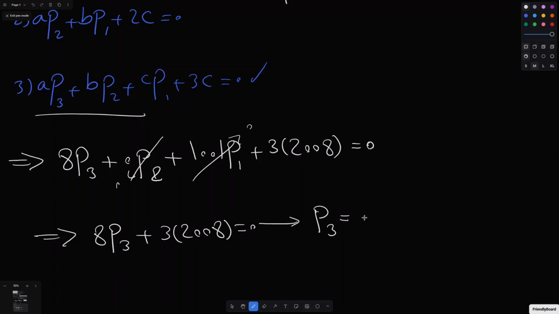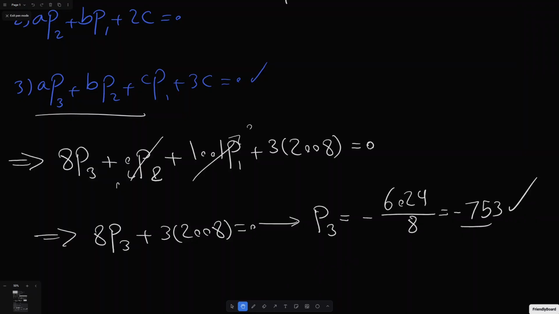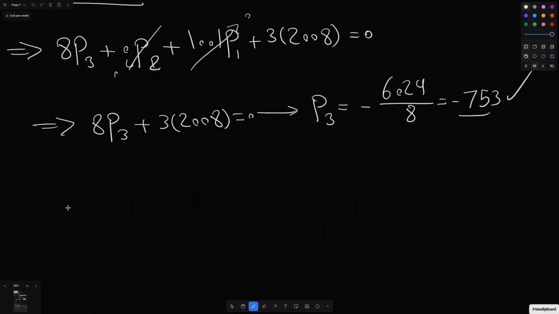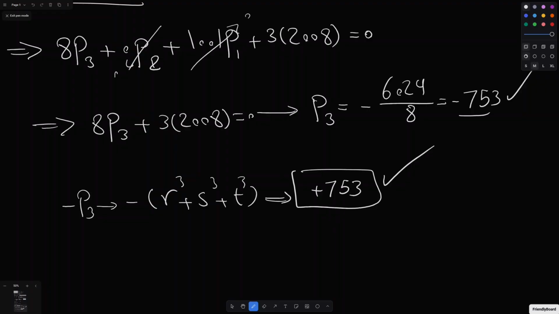From here we can just say p3 equals minus, how much would that be? 6024 over 8, which equals minus 753. Okay, so this is P3 now. But what the problem wants is minus P3, because remember, this is what the problem wants, r3 plus s3 plus t3. So we just multiply this by a minus, so it's going to be plus 753, and that's the solution to this problem.